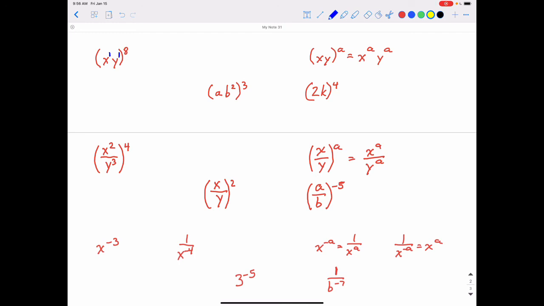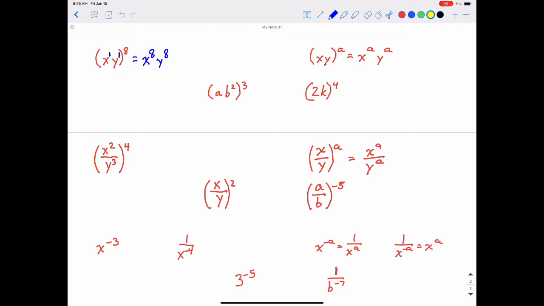If you don't see an exponent with a variable, just like if you don't see a number in front of a variable, it's a 1. Well, then this actually becomes just power of power. So we have x to the first to the 8th power, and 1 times 8 is 8, so that would be x to the 8th. And then we would have y to the first to the 8th power. That would be 1 times 8 again, also y to the 8th power.